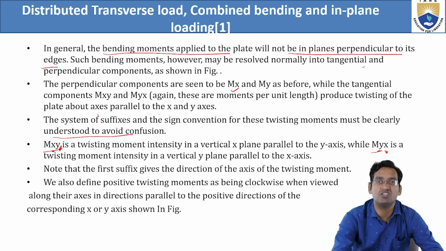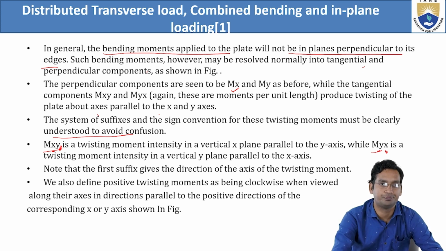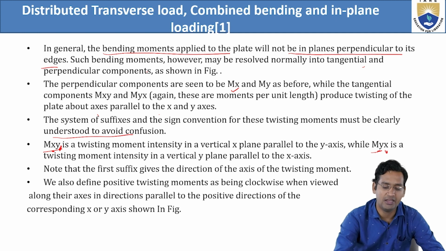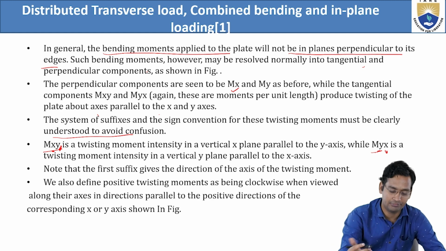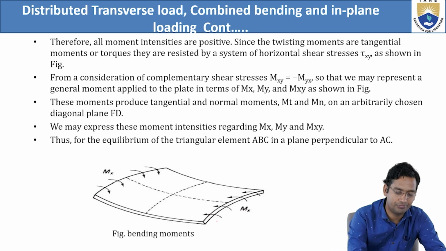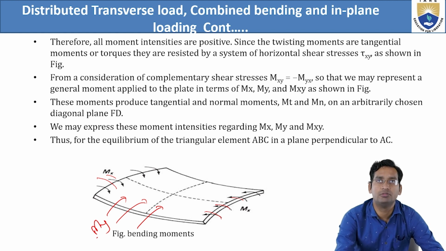We also define a positive twisting moment as being clockwise when viewed along the corresponding x or y axis. Depending on which direction we are viewing, we have to look along that axis. If it is clockwise, it is positive; if it is anti-clockwise, it is negative. Therefore, all moment intensities here, Mx, My, Mxy and Myx, are positive.